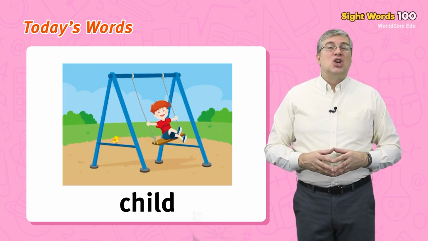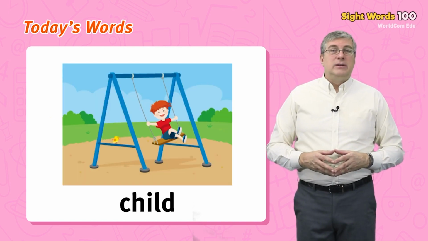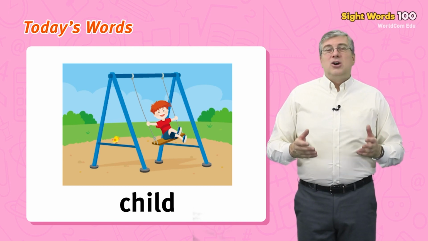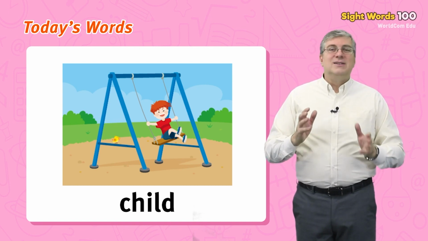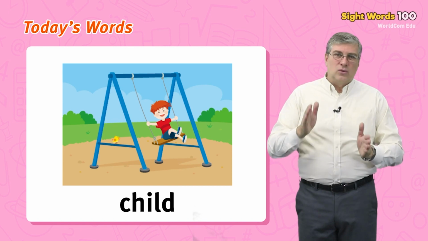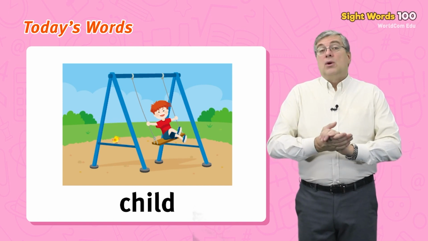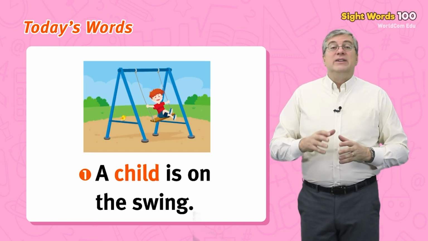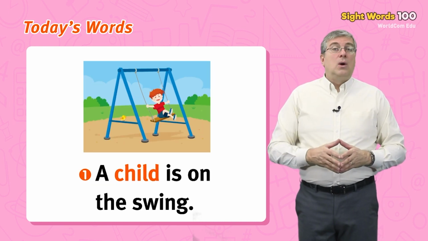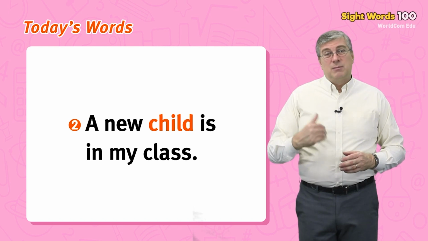Next, we have child. A child is a boy or girl who is usually between 6 and 11 years old. Not exactly, but around there, okay? For example, a child is on the swing, or a new child is in my class.